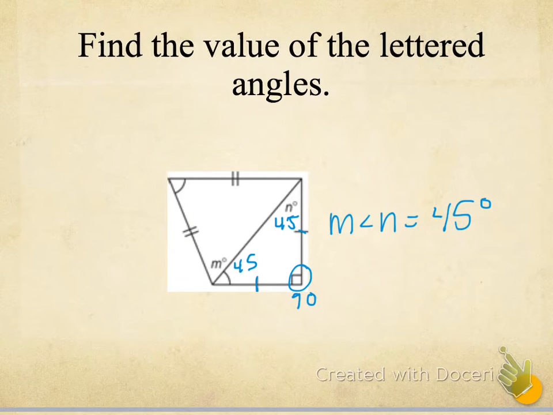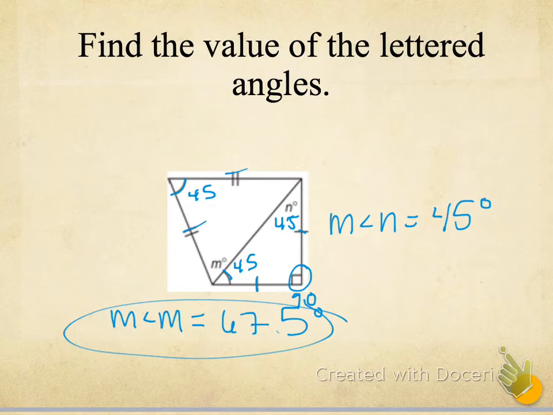This angle is the same as this angle over here, so that's 45. So if these are the same, it means these angles are the same. So I'm going to take 180 minus 45, so I have 135 left to share between these two angles here. So we're going to cut it in half. So the measure of angle M should be 67.5 degrees.